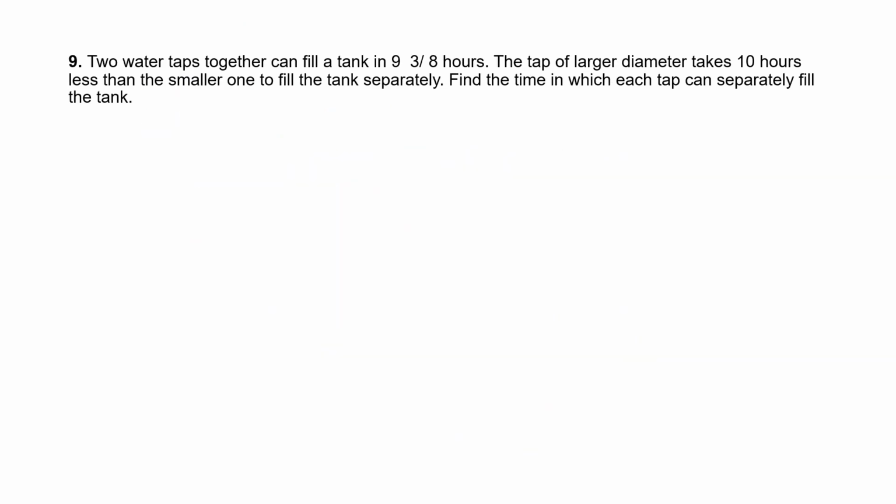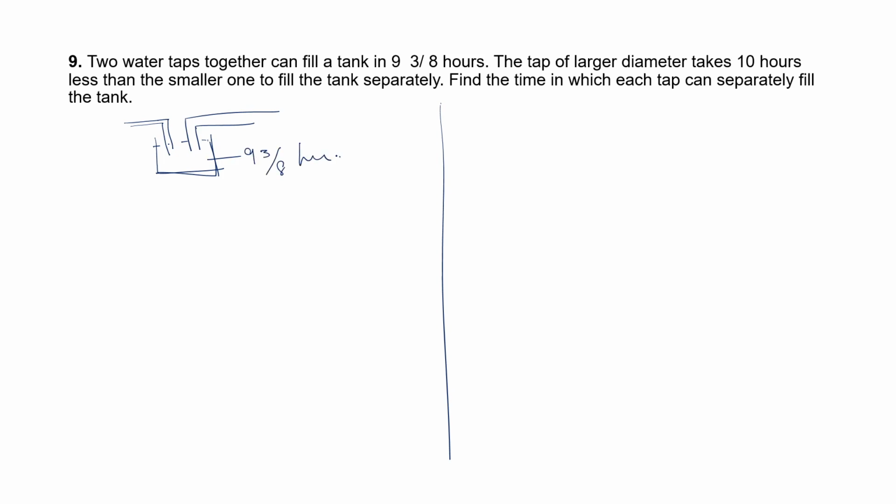Now the ninth question is: two water taps can fill a tank in 9 3/8 hours. One tank is there, two water taps are there, and the whole tank will be filled in 9 3/8 hours. The tap of larger diameter takes 10 hours less than the smaller one to fill the tank separately.